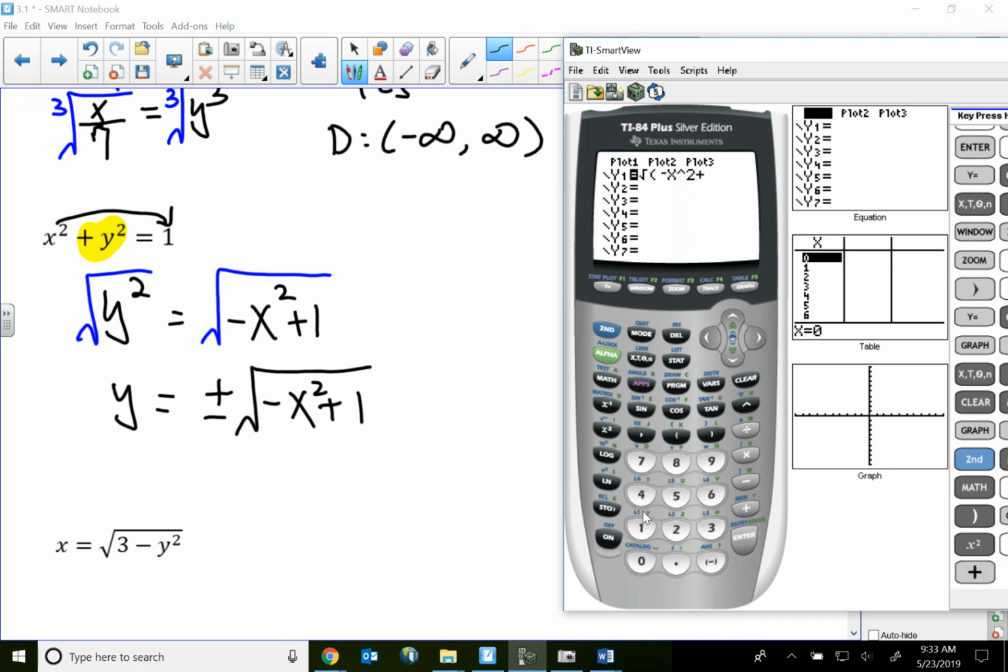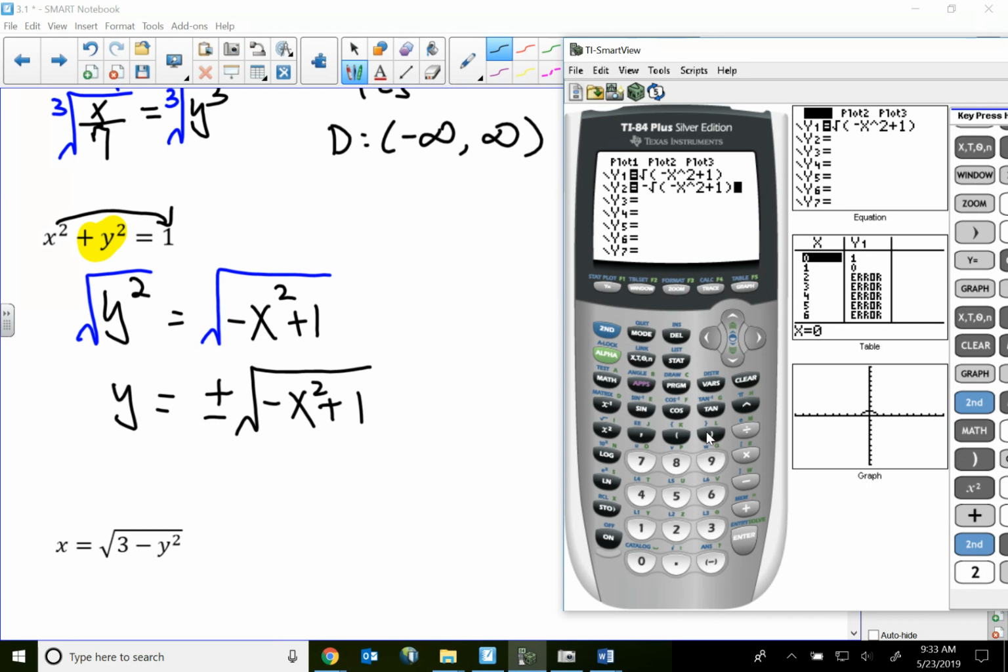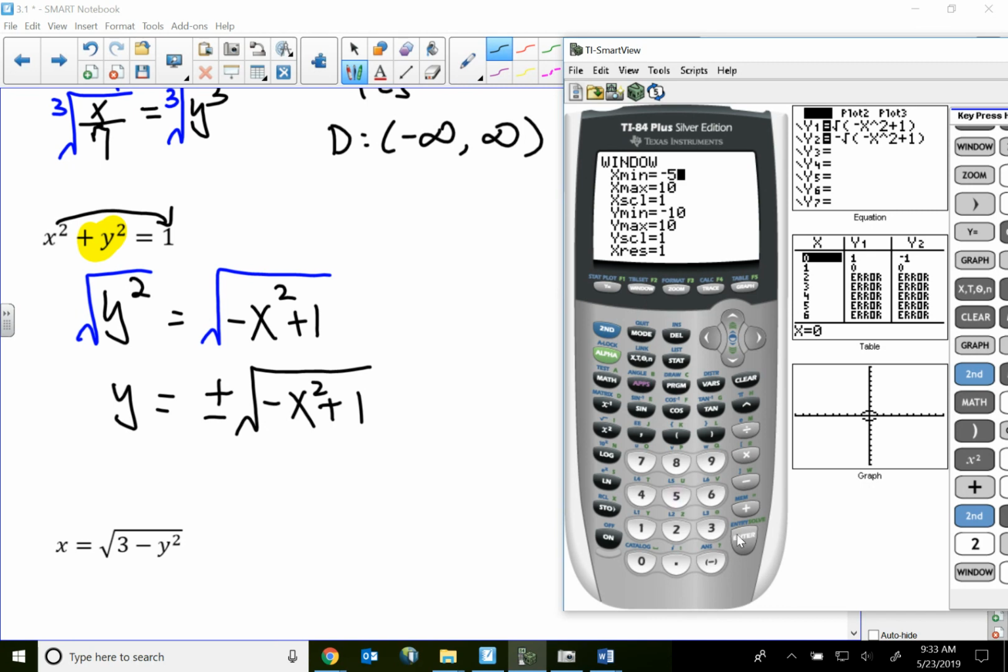Negative x squared plus 1, close parenthesis, go down to y2 and type in negative square root of negative x squared plus 1. So when I press graph, this is going to draw the first one and draw the second one. Oh, what is this? Let me squeeze my window a little bit. Let me go from negative 5 to 5. Maybe the graph will pop a little bit.